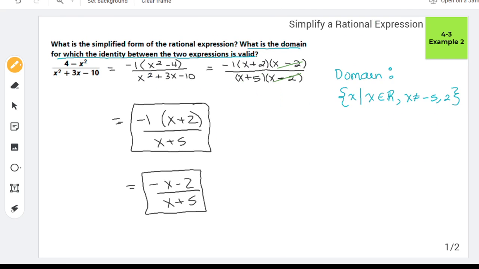Alrighty, so there we have it. That is how to simplify the rational expressions and to still identify their domains.